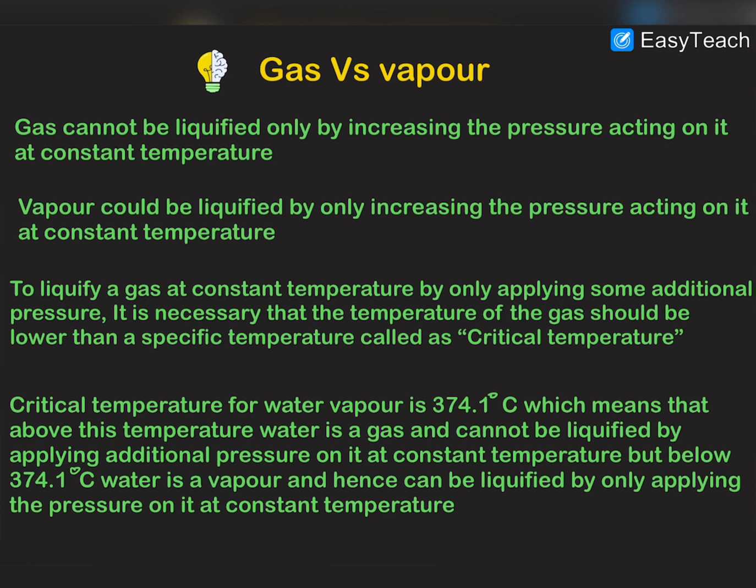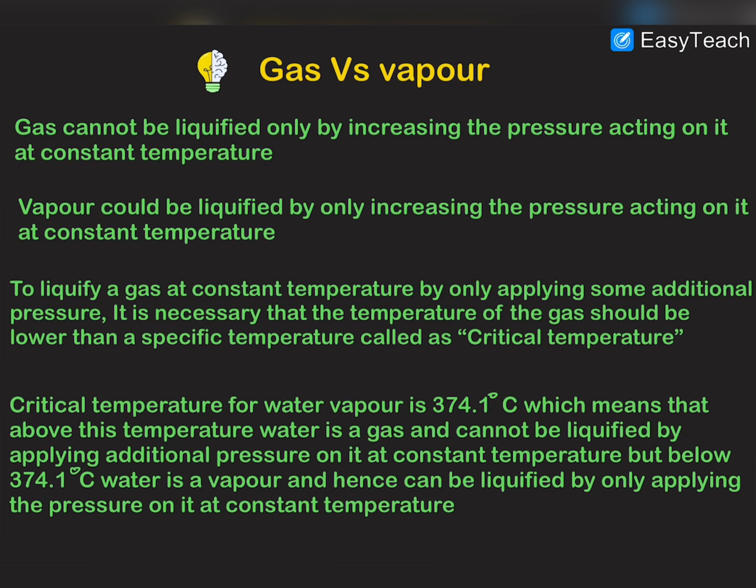In fact, gas would get compressed as much as you can apply force on the piston, but it would not be liquefied. But if we decrease the temperature to 372 degrees Celsius, which is less than 374.1, then that water vapor would be in the vapor phase, and by keeping the temperature constant at 372 degrees Celsius, we can liquefy that vapor back to liquid by compressing the piston more and more.